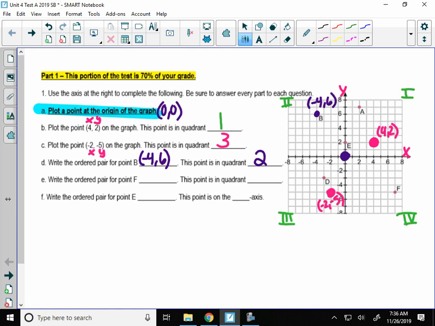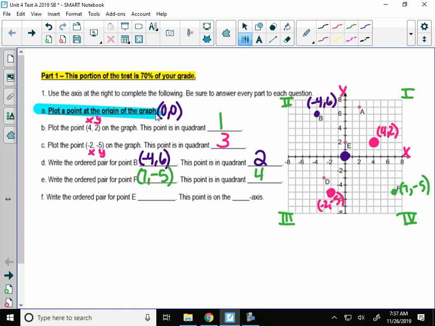Write the ordered pair for point F. Well, F is over here. It's in quadrant 4. Now, F, I'm in the positive x's. So that's at positive 7 and then down 5. So negative 5. That's the ordered pair: 7, negative 5. And lastly, we have the point E.